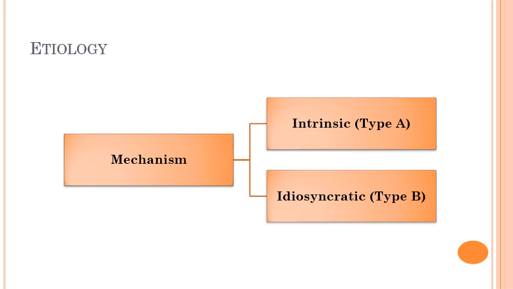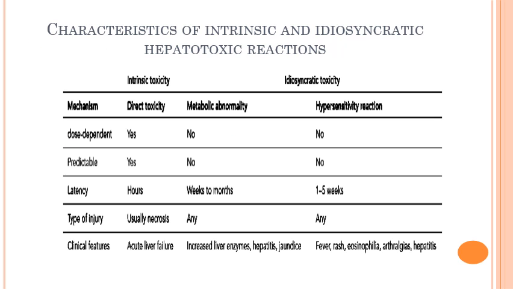By mechanism, the drug-induced liver diseases can be divided into two major categories. Number one is the intrinsic toxicity, also called type A, and number two is the idiosyncratic or type B toxicity. These two different types of mechanisms are further explained on the next slide. In this table, the characteristics of intrinsic and idiosyncratic hepatotoxic reactions are given. They have been differentiated on the basis of mechanism, dose dependency, predictability, latency, type of injury, and clinical features.